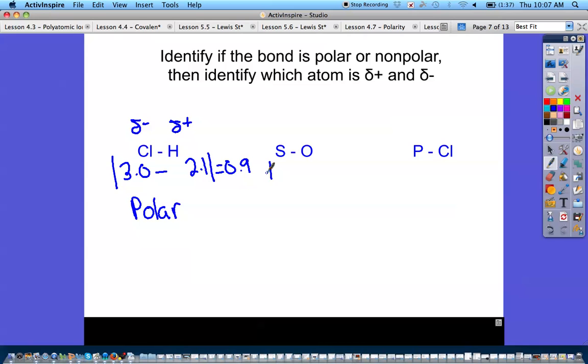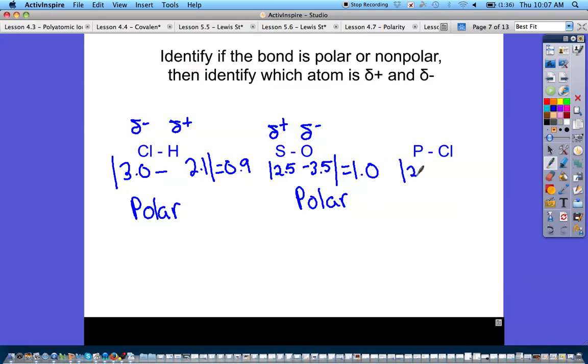Sulfur has an electronegativity of 2.5, and oxygen has an electronegativity of 3.5. So we have a difference of 1.0. This is also a polar bond. So which one has the higher electronegativity? Oxygen does. That's where the partially negative is going to go. Partially positive is going to go with the lower electronegativity.